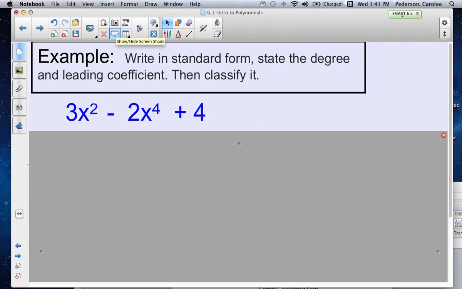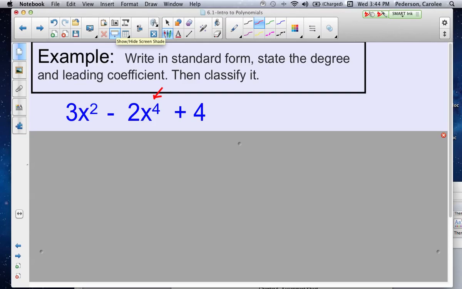So here's what we give you. The polynomial is 3x squared minus 2x to the fourth plus 4. And we want it to be first in standard form. That means in descending order. So we look at the terms. We have 3 terms. Our highest term is x to the fourth.